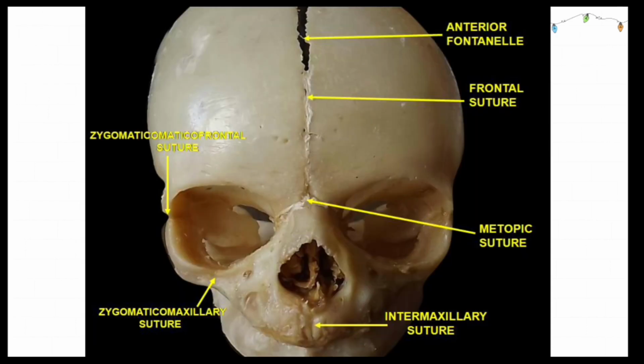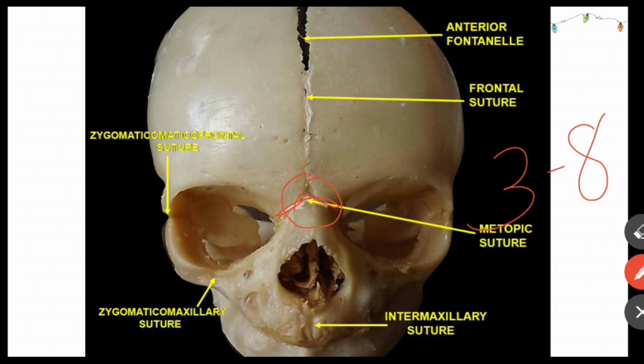Now, yet another important suture is your metopic suture. Metopic suture separates the 2 halves of the frontal bone, but it is present only in 3 to 8% of individuals. This is important from your NEET MDS perspective.